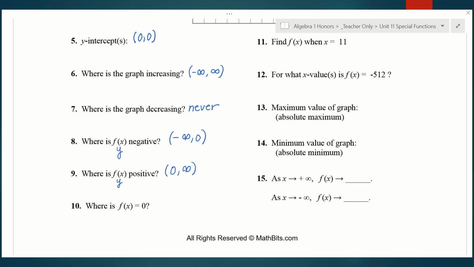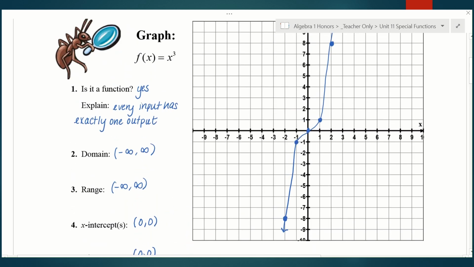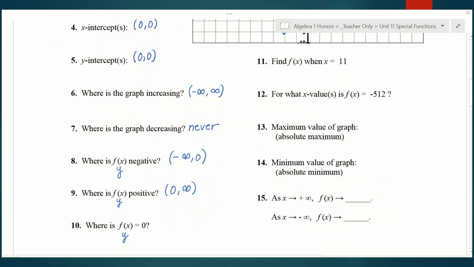Okay, where is f of x equal to 0? So basically, where is y equal to 0? Well, on your graph, y is equal to 0 when x is 0. So we're going to say when x is 0.